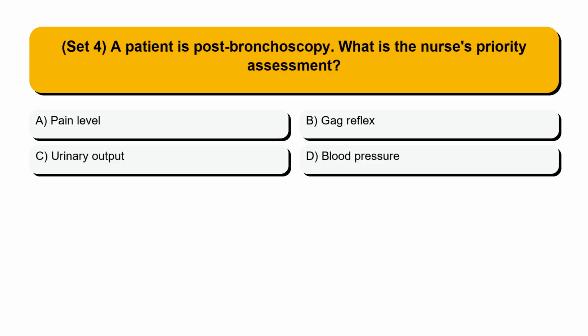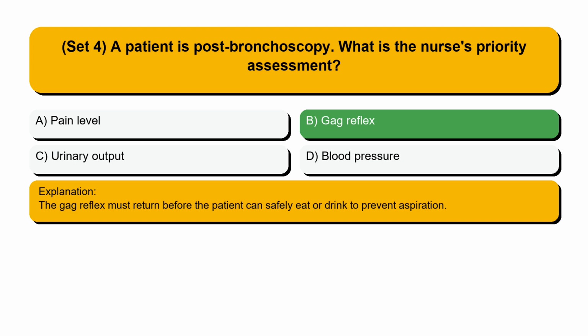Question 4. Set 4. A patient is post-bronchoscopy. What is the nurse's priority assessment? Option A. Pain level. Option B. Gag reflex. Option C. Urinary output. Option D. Blood pressure. The correct answer is option B. Gag reflex. The gag reflex must return before the patient can safely eat or drink to prevent aspiration.